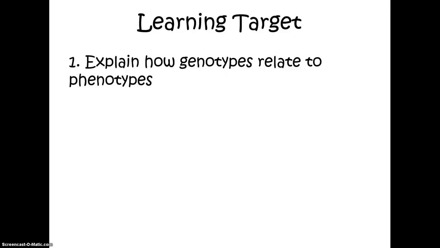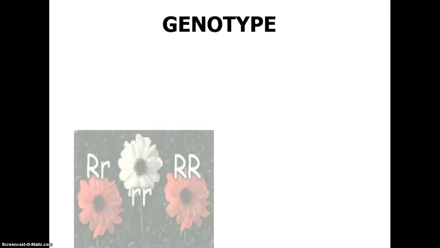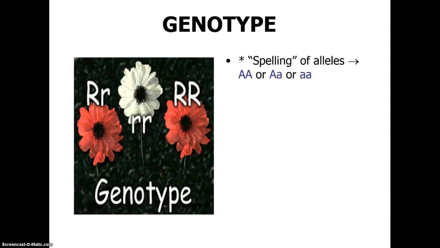So, number 1, explain how genotypes relate to phenotypes. Okay, so what is a genotype? Genotype is how we're going to spell or represent these alleles. If you go back to Mendel's laws of inheritance, we talked about dominance and recessivity. Capital letters are going to represent our dominant allele, and the lowercase letters are going to represent our recessive alleles.